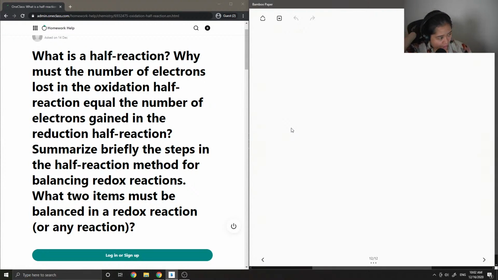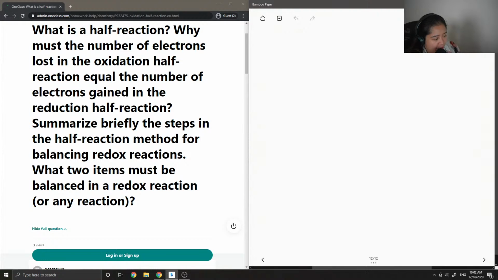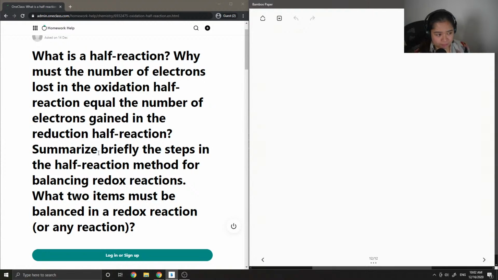So the text is very big, but it just asks, what is a half reaction? Why must the number of electrons lost in the oxidation half reaction equal the number of electrons gained in the reduction half reaction? Summarize briefly the steps in the half reaction method for balancing redox reactions. And also, what two items must be balanced in any redox reaction or in any reaction? So this is like a multi-step kind of question.